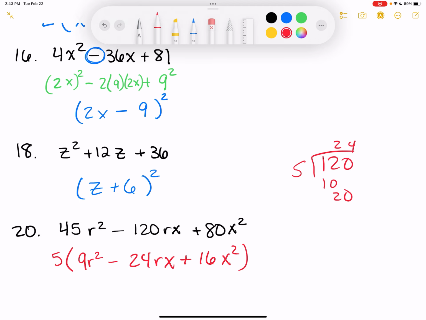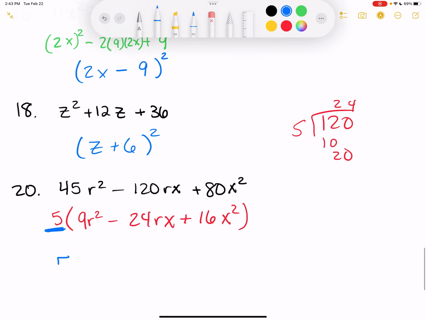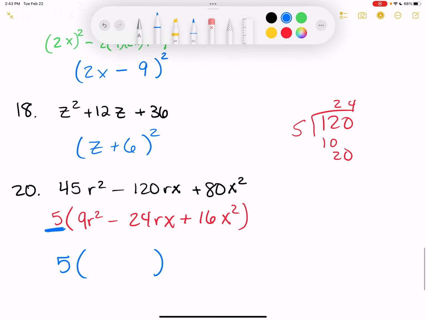Yeah. Okay. So now, don't forget about this 5 that's out front. I'm going to go ahead and copy that down. What is the sign of this going to be? Okay, it's going to be minus because the middle term is minus. So what goes in the A and the B spot? 3 and 4. Okay, the numbers are 3 and 4. And then don't forget the variables r and x there.